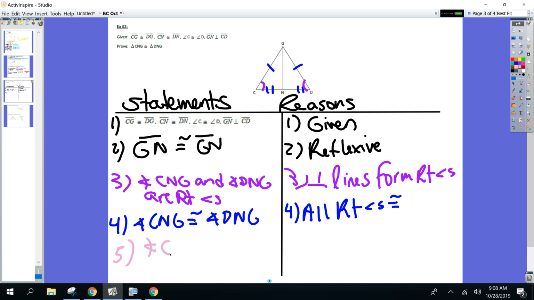Angle CGN congruent to DGN, third angles theorem. Do I have everything I need now? Sides and angles? All right. Now they're congruent. And good news, you don't even have to write your own statement. It's right there for you in the proof.